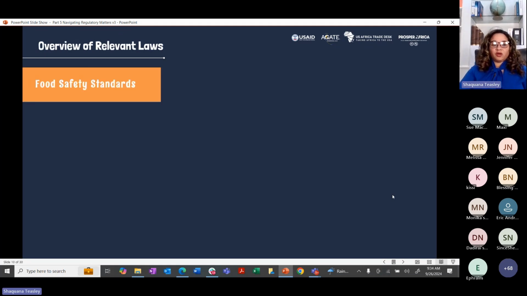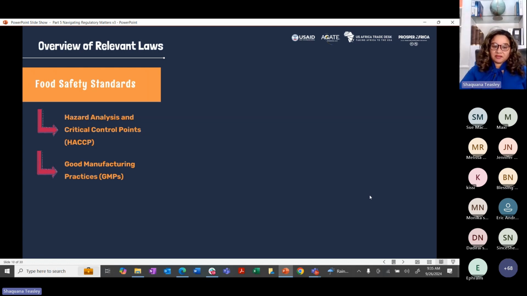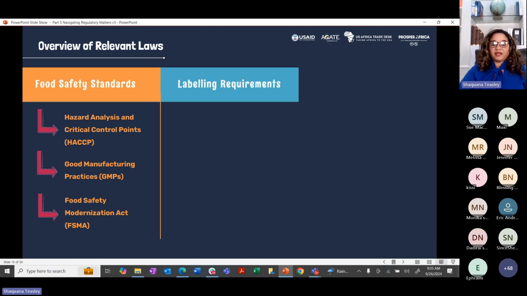Here's more of an overview of some of the relevant laws. So we're talking about the food safety standards. Here are more acronyms again: HACCP, the hazard analysis and critical control points. Good manufacturing practices, GMP. Food safety, we already talked about the Food Safety Mod Act. Labeling requirements, nutritional labeling, ingredient lists, allergen information.